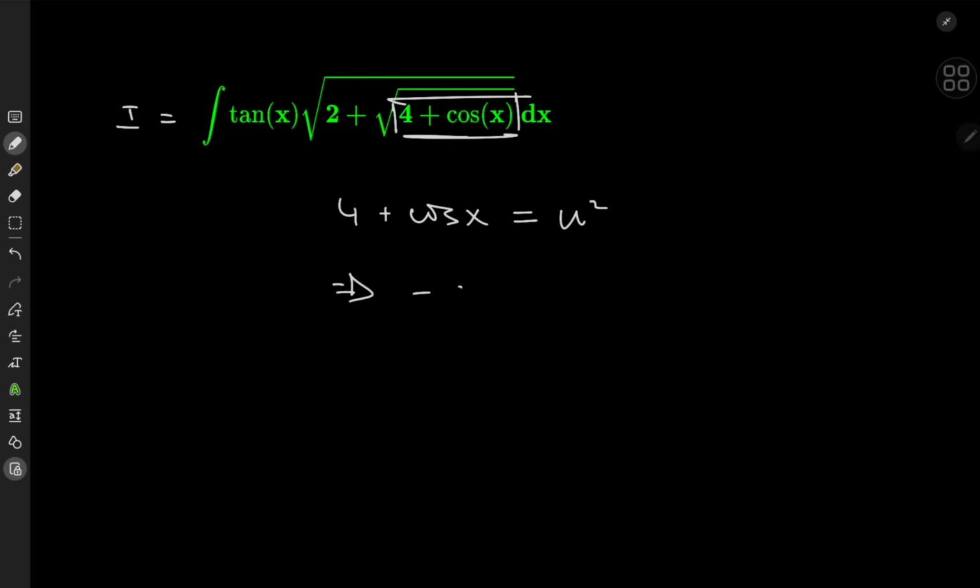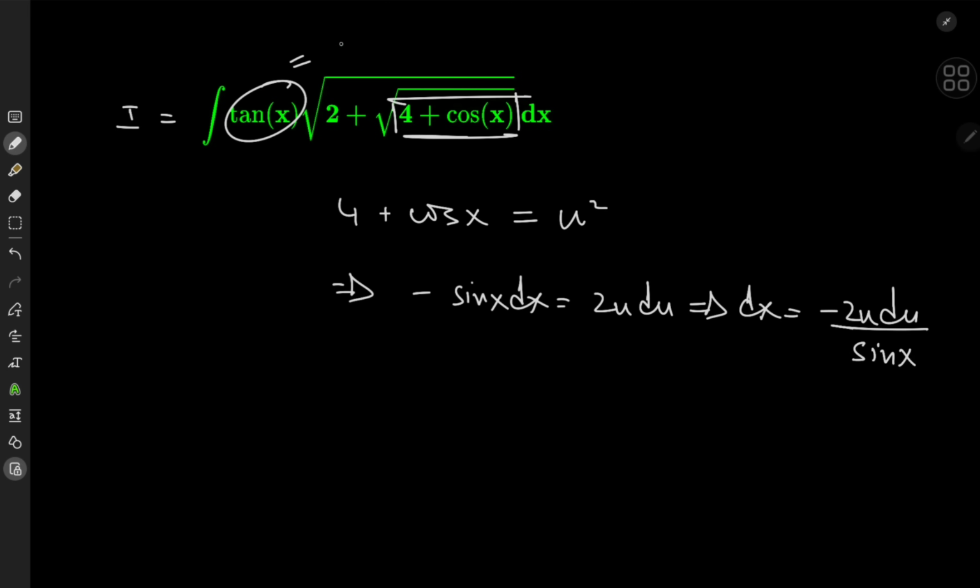Well, differentiating this gives us minus sine x dx equal to 2u du, which implies that dx is just minus 2u du over sine x. Now, I could express sine x in terms of the u variable, but we have a tangent term here, which we know is sine x over cosine x, which means we have some nice cancellation taking place.